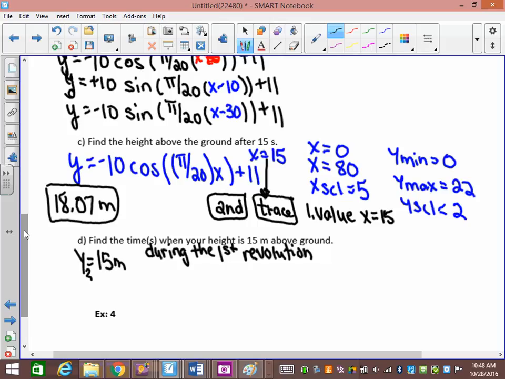What should you maybe limit your x max to be? 40, because the first revolution happens in 40 seconds. Then if you limit your x max to 40, you're only going to see where it crosses there.